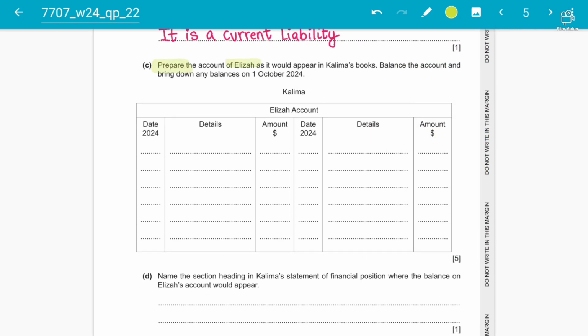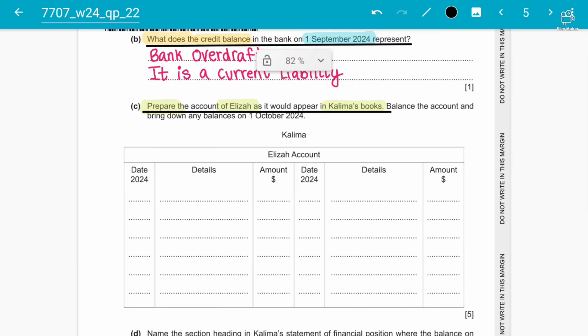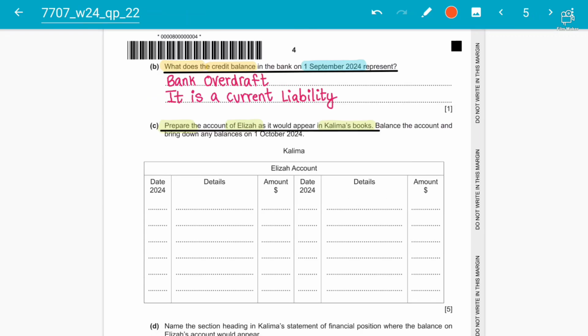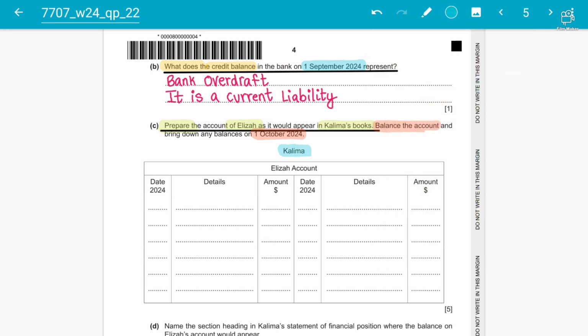Prepare the account of Alize as it would appear in Kalima's books. So how will the account of Alize appear in Kalima's books? We have to make a ledger, and then we have to balance the account, students, and then bring down any balances on 1st October 2024. So balancing the T account is also required. What we need to understand is that you always have to assume yourself as Kalima, and we are making a T account of Alize.